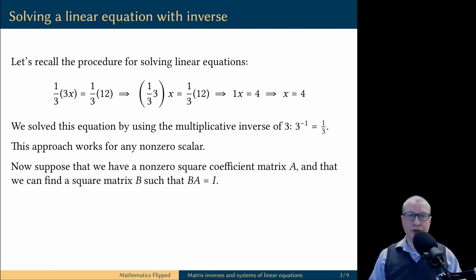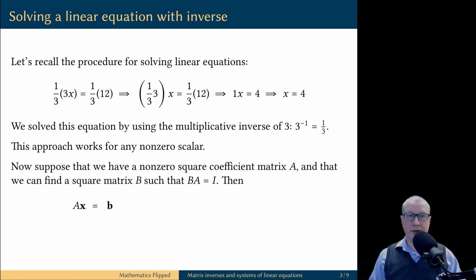Now, let's pretend for a moment that we live in a perfect world, and given a square matrix A, we can find another square matrix B so that matrix B times matrix A is equal to the identity matrix. Then let me convince you that you can solve a linear system with A as the coefficient matrix in exactly the same fashion as we solved a simple linear equation.